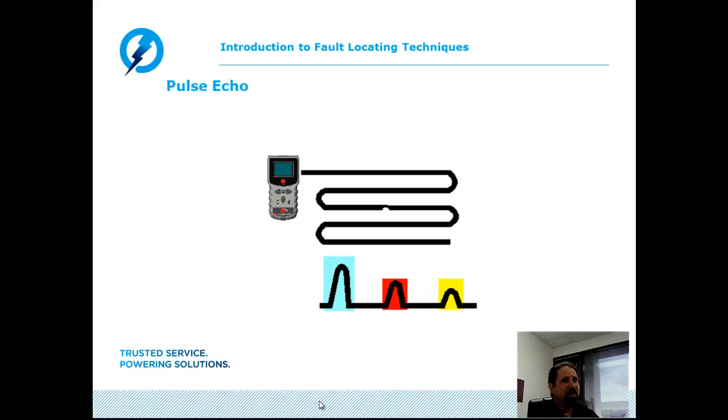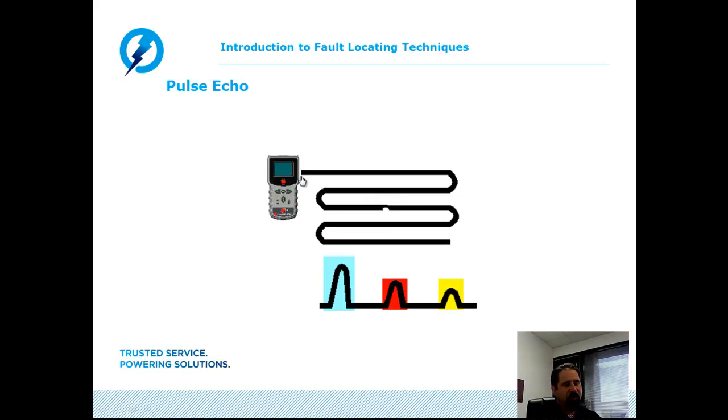Starting first with the pulse echo technique. The pulse echo technique is performed with a device called a time domain reflectometer, or TDR. This device will actually serve two purposes. It is a transmitter. It will actually transmit a low voltage, high frequency pulse onto a cable.